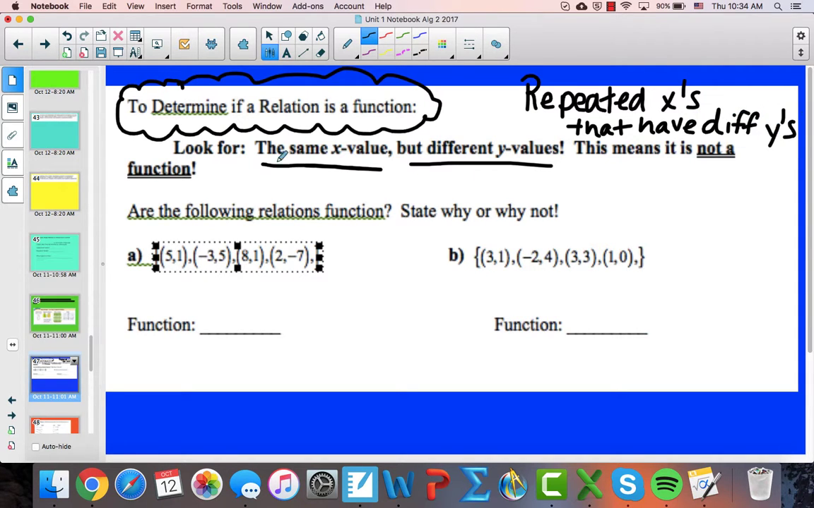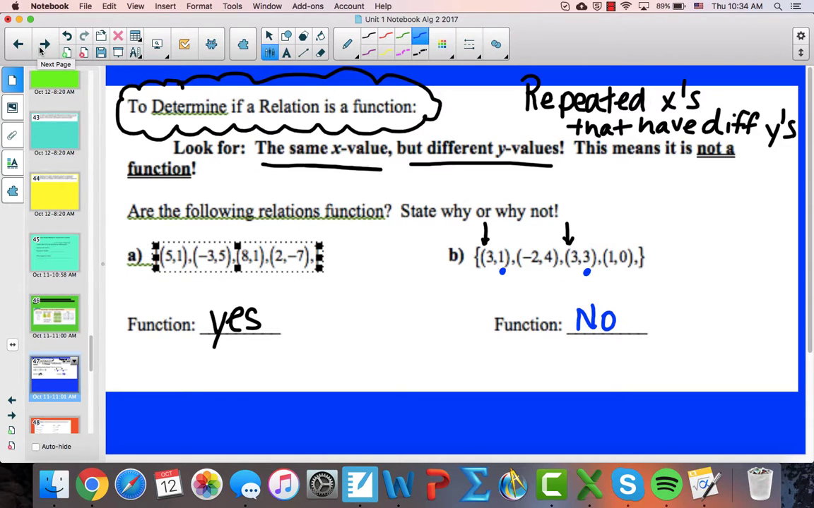So I look at this first example, and I think we looked at this in class. I gave you the ordered pairs (5, 1), (-3, 5), (8, 1), (2, 7). I look for a repeated x. I do not have any repeated x's, so that means that this is a function, okay? Whereas in B, we found repeated x's. So when we saw those repeated x's, we needed to check the y values. And this one has a y value of 1, this one has a y value of 3, which means they do not have a unique y for each x, so that would not be a function, okay?